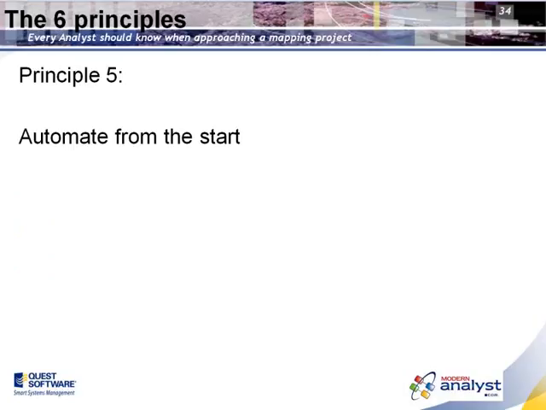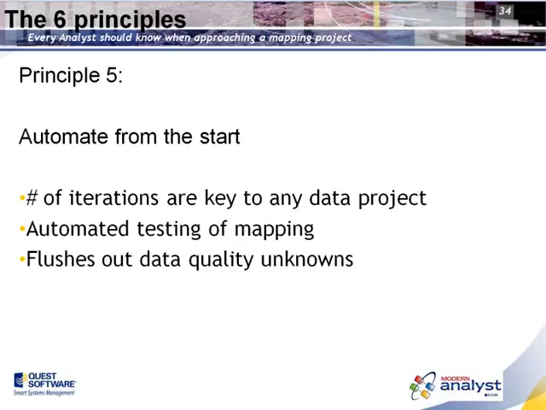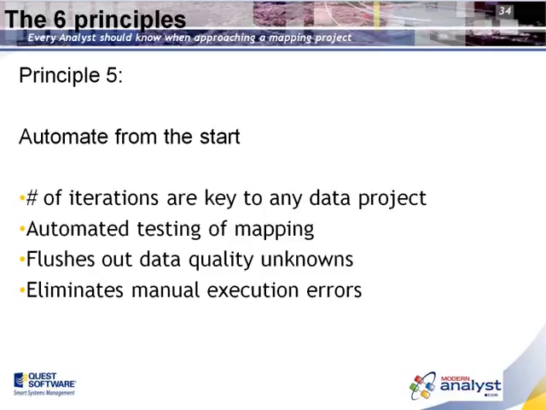So principle 5 is automating from the start. Now the number of iterations is key to any data project. So why is that? Because this is when you test your mapping. It's essentially the automated testing for the map. So interface projects are always automated. Migration projects sometimes have a lot of manual processing in them. They need to really push that automation in early to flush out any data quality issues and unknowns.